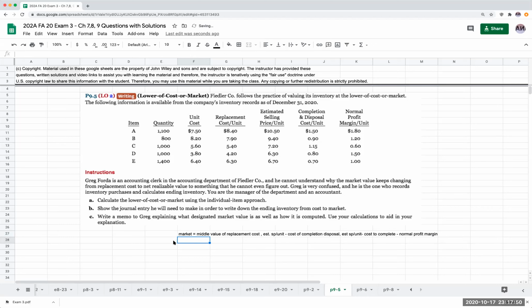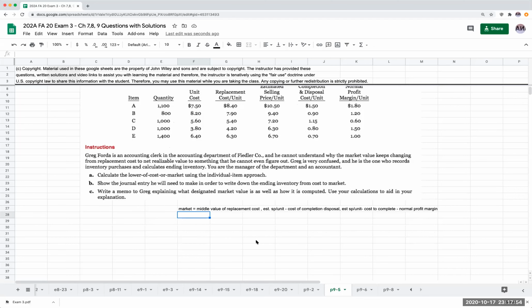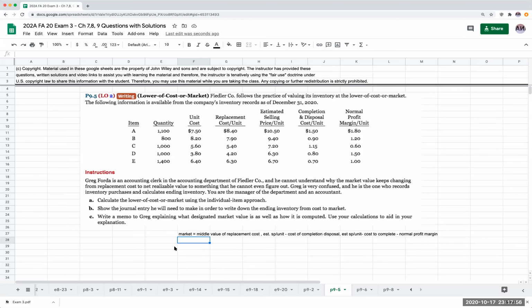So we're going to have to go through and compute 3 different values. And then once we do that, we'll have to compare it to our unit cost. Actually, we're going to look at these 3 and compare. So let's just go through and do it. We're going to have replacement cost. Okay, so we're going to have our net realizable value.